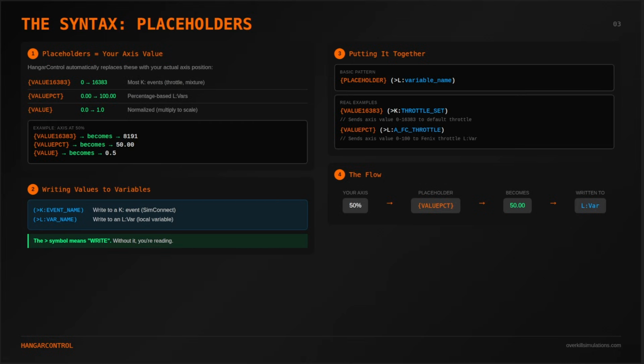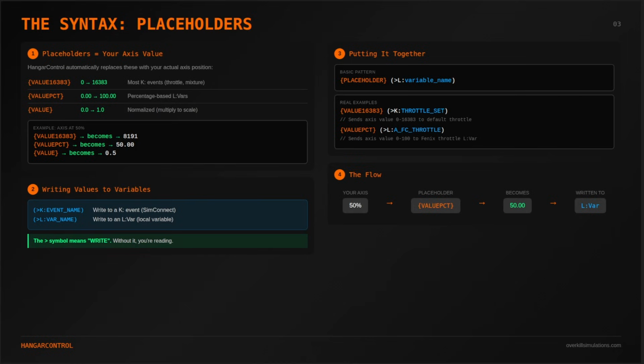So if you were to keep that greater sign out of it before the K, before the L, it would read a value. It would not try to write to a value. So that's the first instruction: write to XYZ event. Then the pattern is your axis placeholder gets substituted and written to a variable.